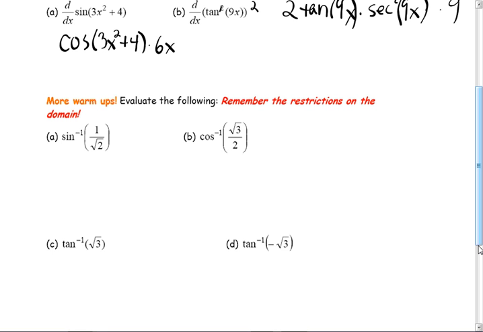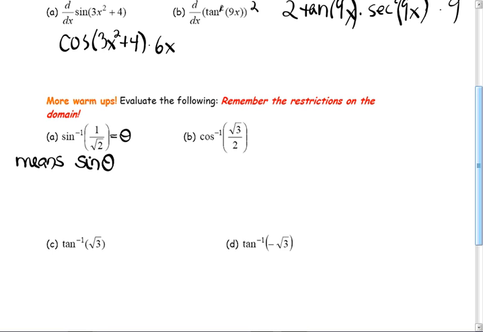Now, we're going to review inverse trig. What is inverse trig? When you see an inverse there, it's the what? It's the angle. I'm going to use this trig equation to help me find the value of the inverse trig function.